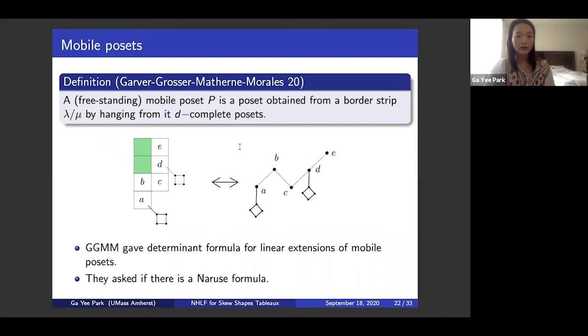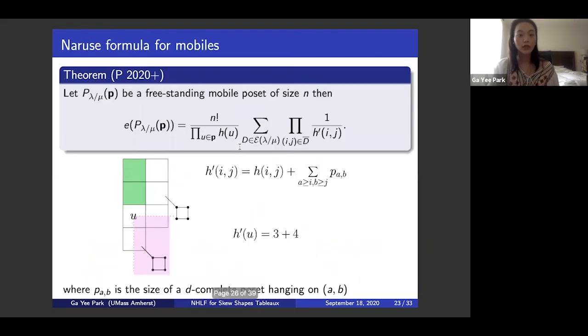And they also came up with a nice determinant formula that actually generalizes the formula for the linear extensions for these mobile posets. And they also asked if there is a Naruse formula for it. And I was able to find one, and this is the Naruse formula. Again, we are summing over the excited diagrams, and again, the product of 1 over the hook.